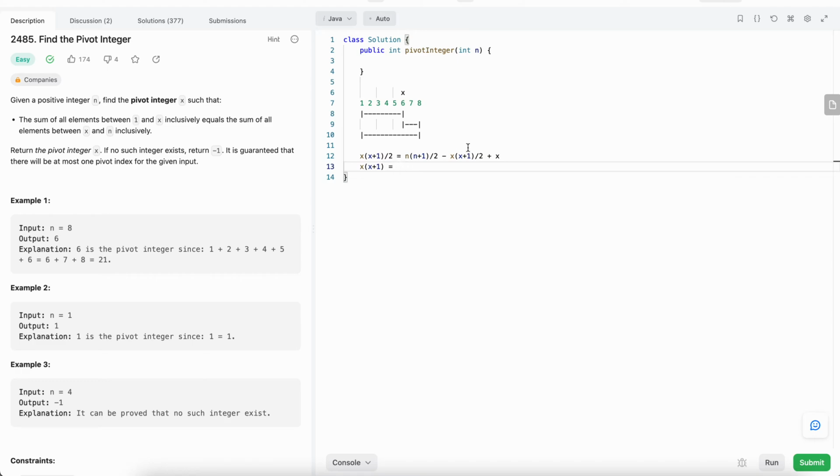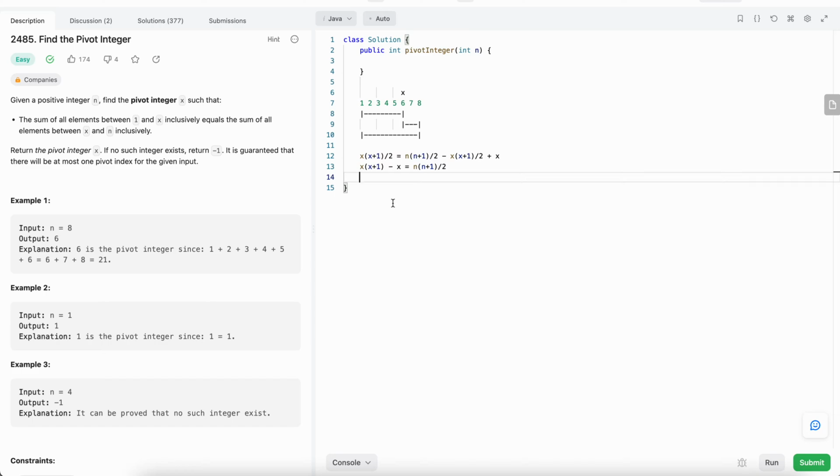And then I'll move this one to the other side as well. So I'll subtract x from both sides. So we'll have minus x equals n times n plus 1 over 2. And since we're given n, this is basically a constant. We can easily compute this.